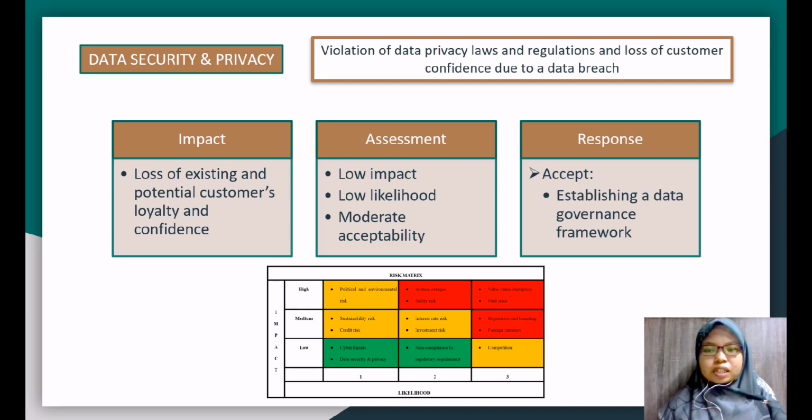The company must accept the risk by establishing a data governance framework that will be used to review existing policies and ensure compliance to laws, regulations, and best practices of data privacy.